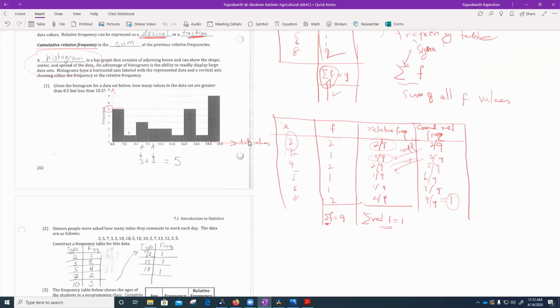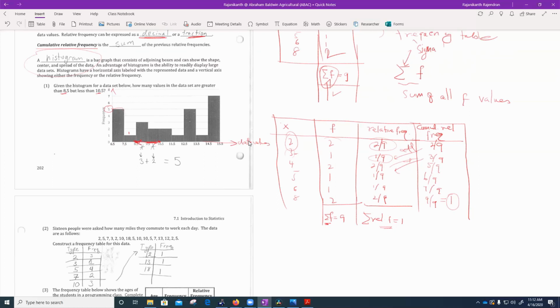Now this problem says, given the histogram for a data set below, how many values in the data set are greater than 8.5 but less than 10.5? So we are basically counting how many data values are there between 8.5 and 10.5. 8.5 is here, 10.5 is here, right? With this range, you have to count how many data values.